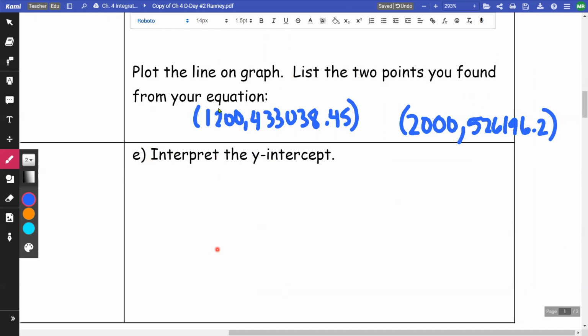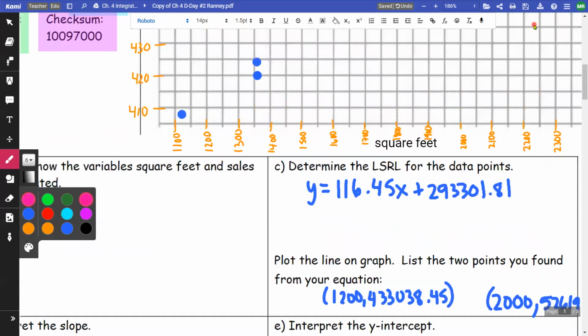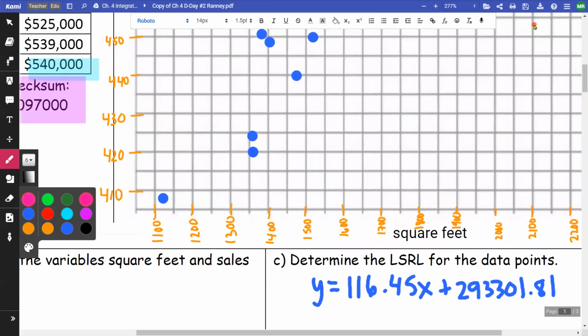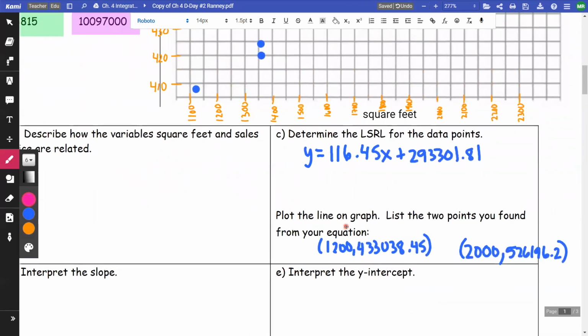To plot those 2 points, I'm going to do it in a different color. So I'm going to come to 433,000 basically. So I'm going to come here to 433,000. That would be 435. So somewhere, let's just say here. That's 1 point. The other point is going to be 2,000, comma, let's say about 526.